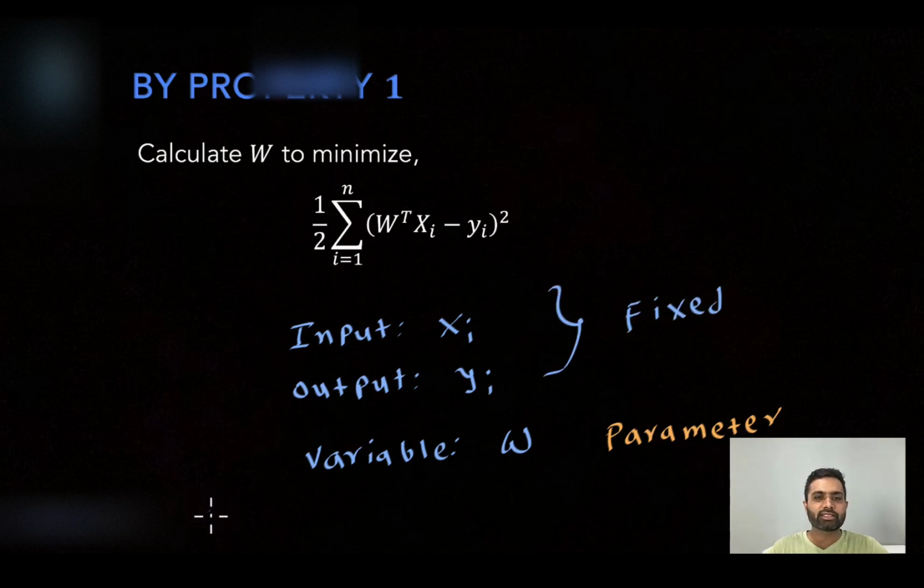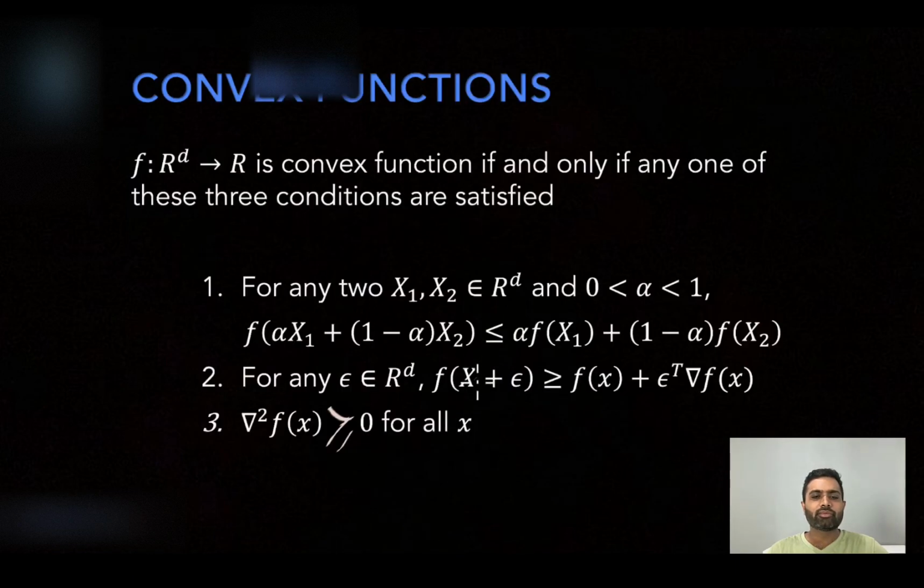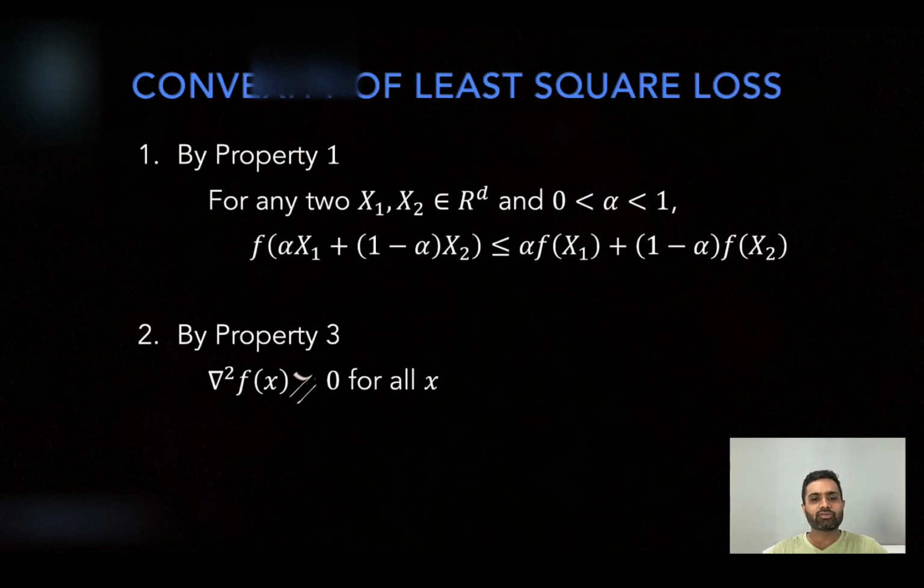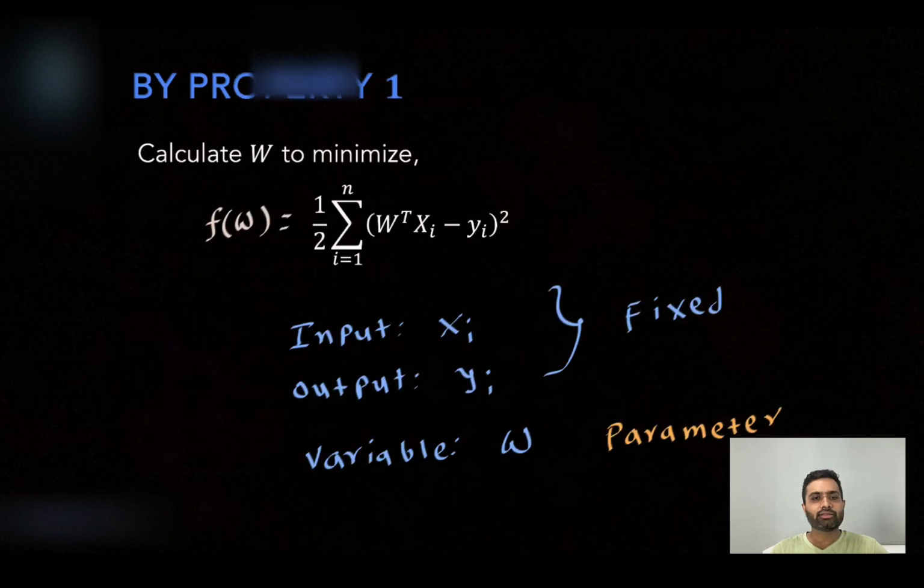So this entire equation is a function of what? It is a function of w. Whatever the variable is, that is the input to the function. So this is entirely a function of w, and the xi's and yi's are fixed. You have to be careful, because when we defined the properties of convex functions, x was the variable, but in the least square loss function the variable is w and xi and yi are fixed. So we will see that this function whose input is w is a convex function.